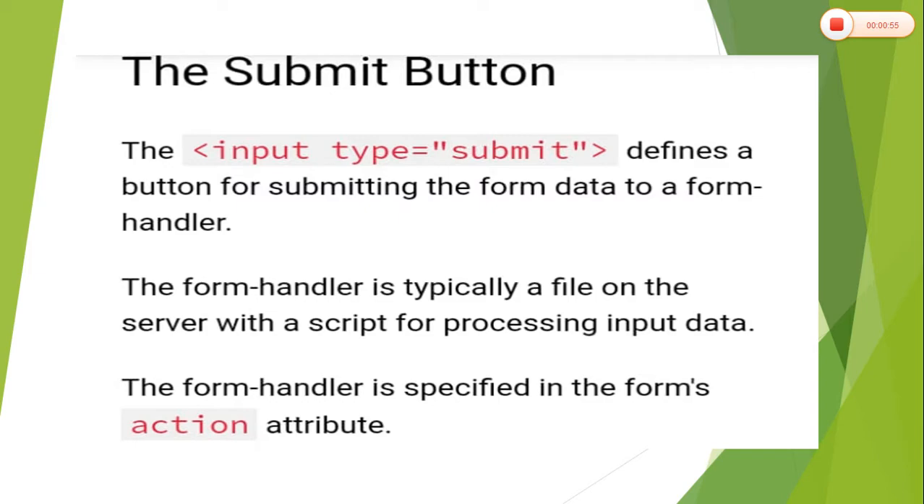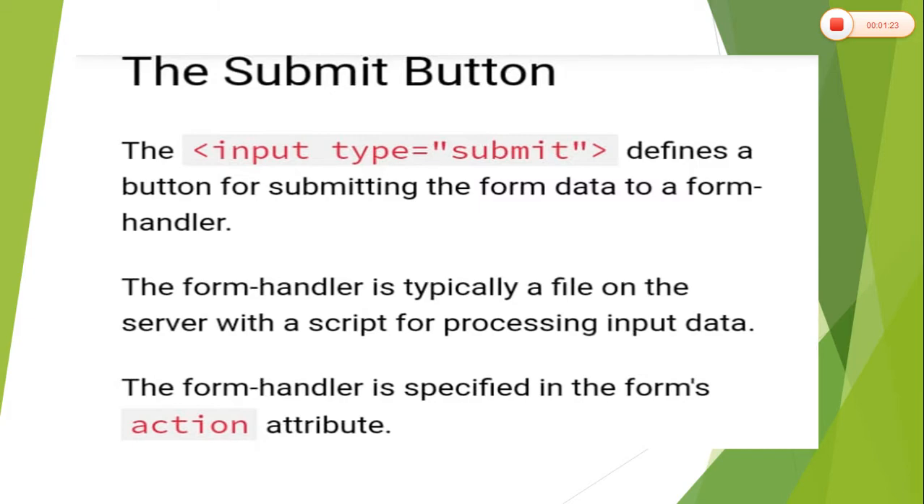We have to write in front of type. In the text field we write text, in the password field we write password. Similarly, for the submit button we write submit in front of the type attribute. It defines a button for submitting the form data to the form handler. Form handler means the script that handles the form, and whatever data is entered in that particular form is stored in the database, at the form's action. Okay, this is the coding for the submit button.